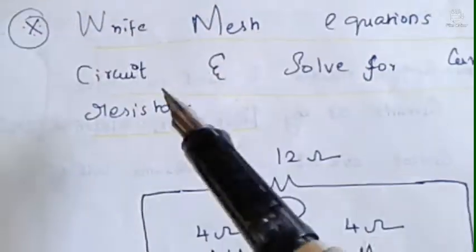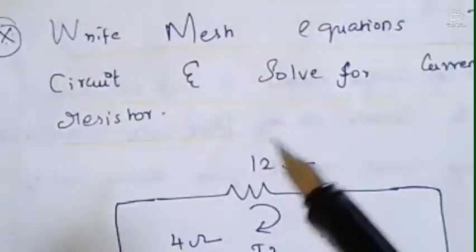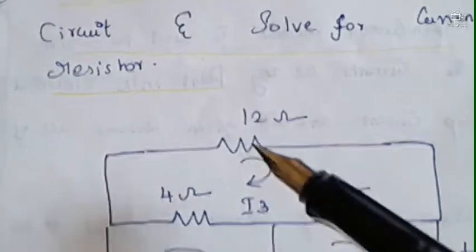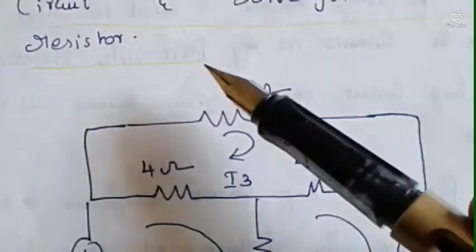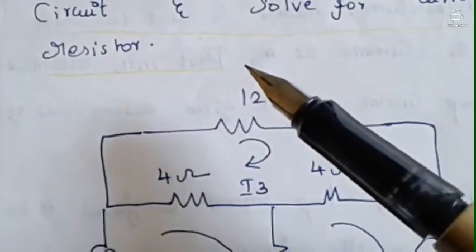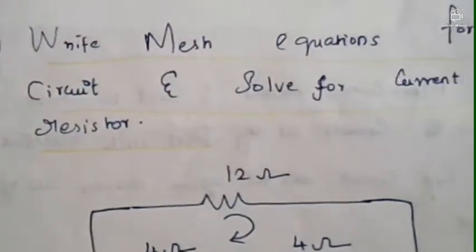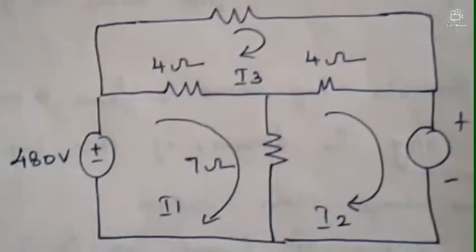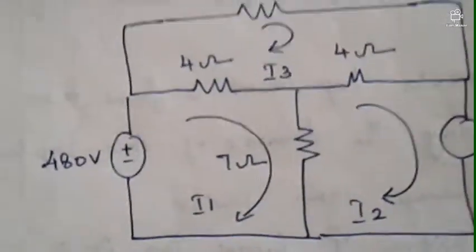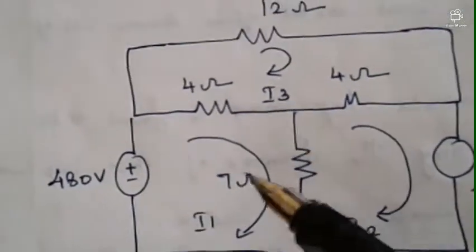So now we will solve how to write the mesh equations for the circuit given below, and find the current in the 12 ohm resistor, by using the mesh analysis method or loop analysis method. So this is the given circuit. You can see this circuit has 3 loops.